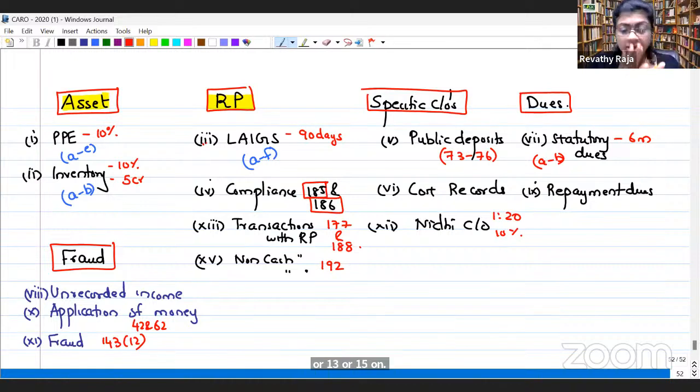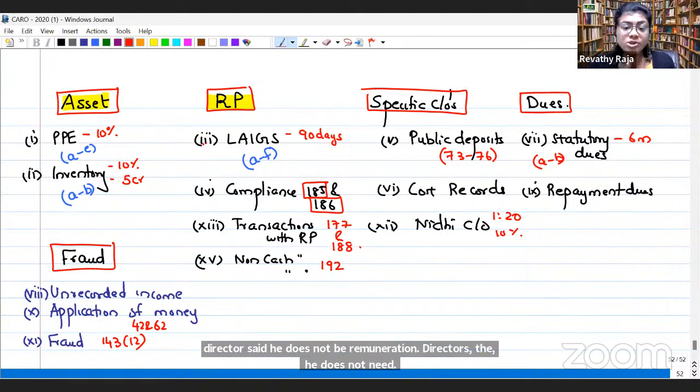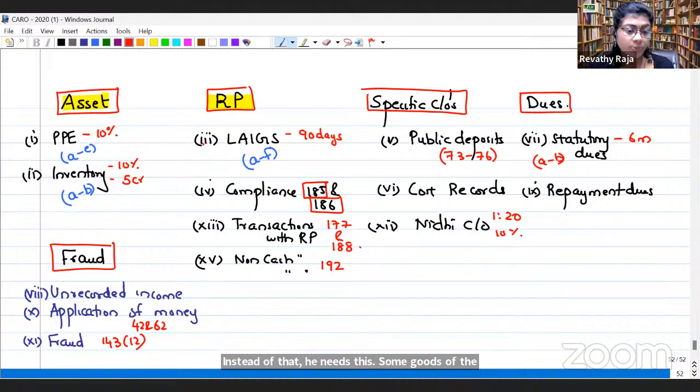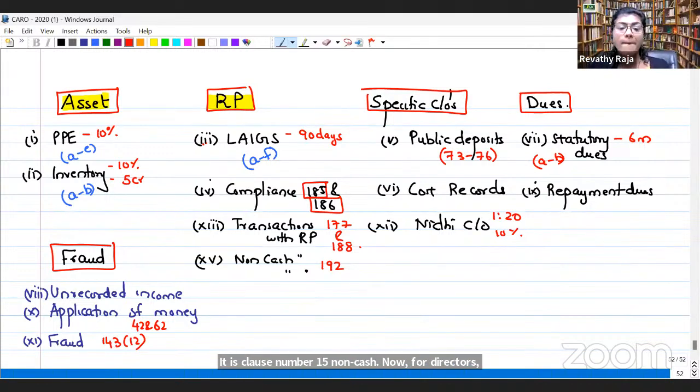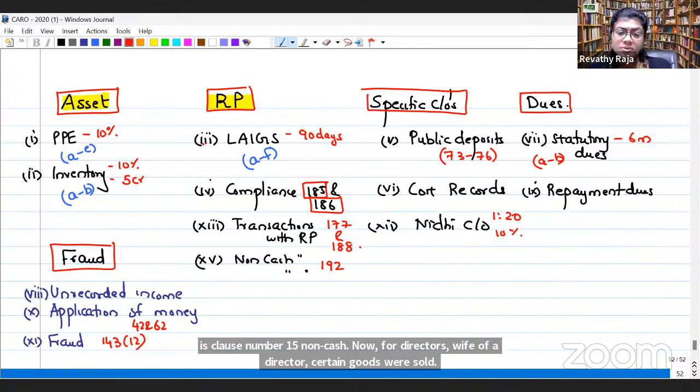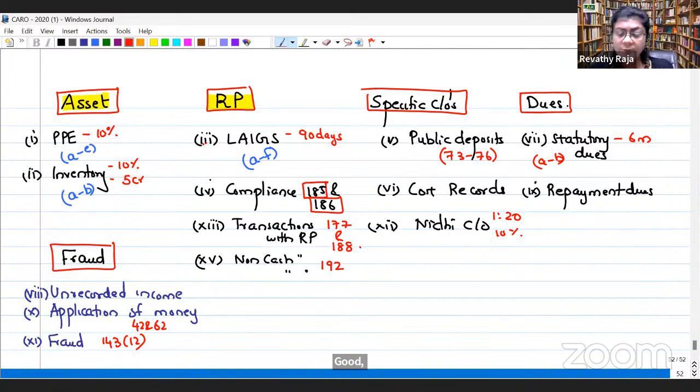A director said he does not need remuneration. Instead of that, he needs some goods of the company. Which clause will you report? It is clause number 15, non-cash. Now, for the director's wife or for the director, certain goods were sold, some goods, a huge quantity: 13.